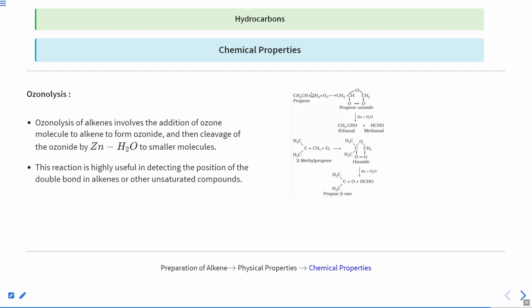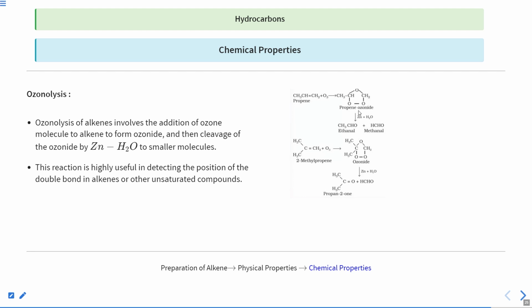Now how is the cleavage going? The double bond will be cleaved, and a C=O will be formed on each of these carbons in place of the double bond. That is happening in the presence of zinc plus H2O. So first we treat it with O3, and then we do it with H2O. Now this step is very important. This is called the workup.